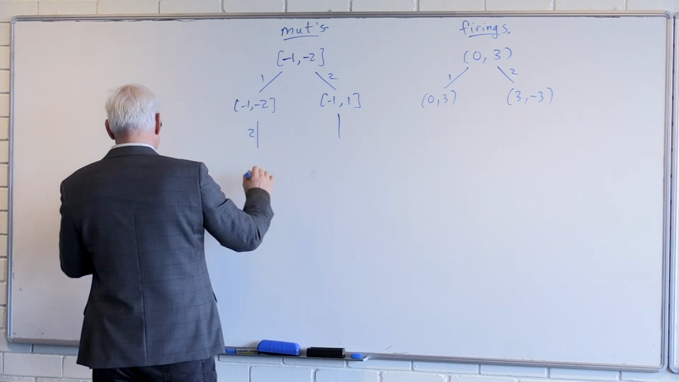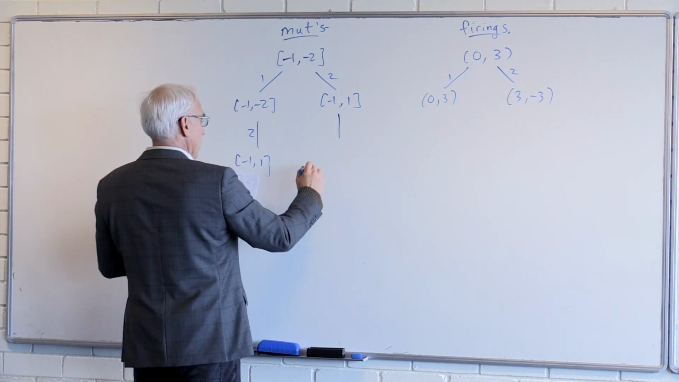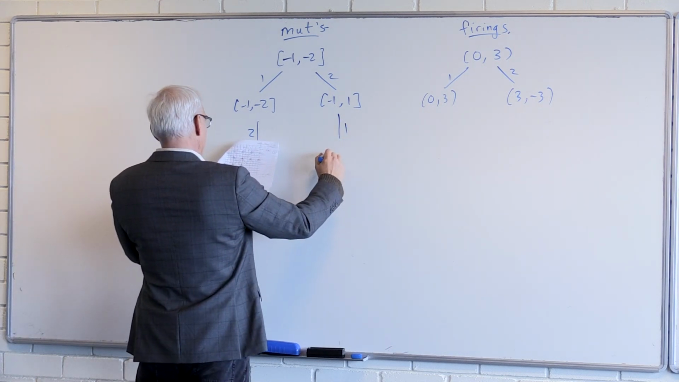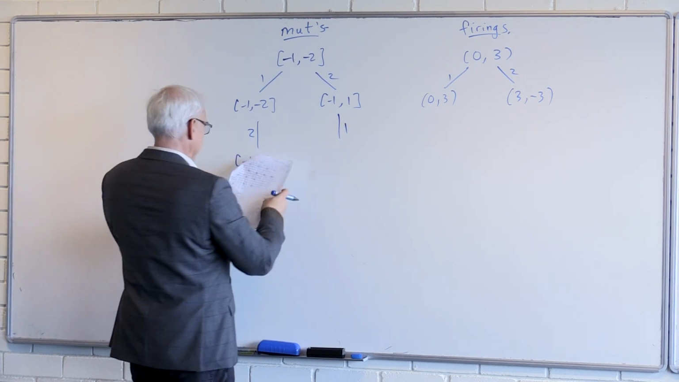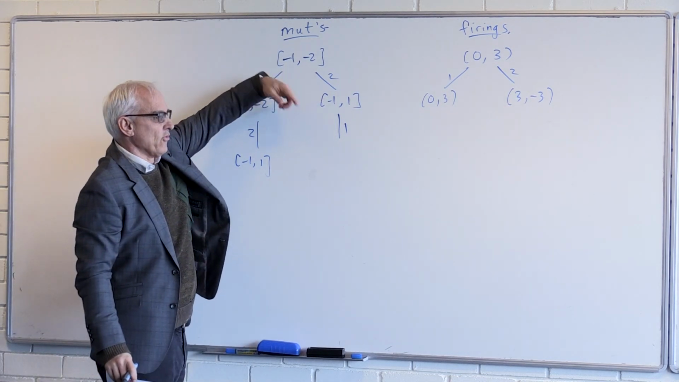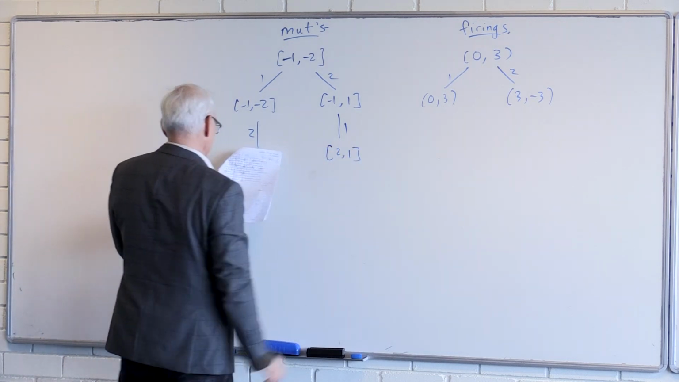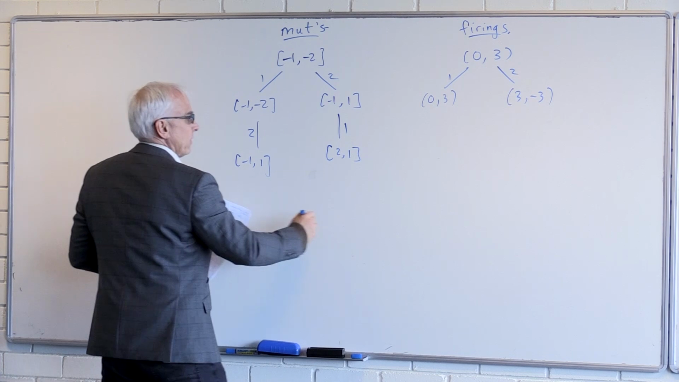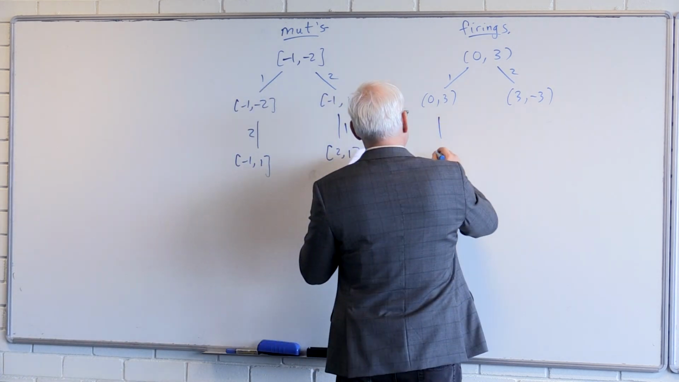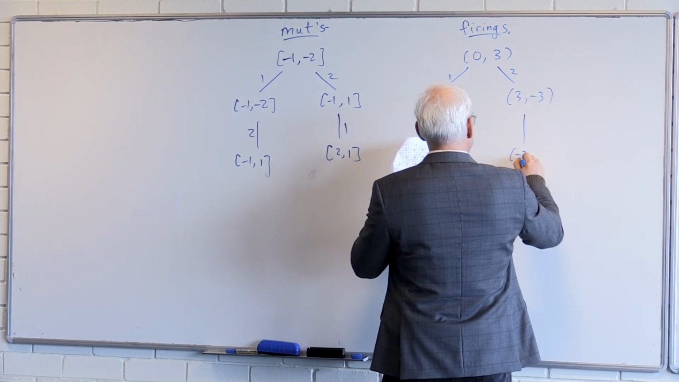Okay, so now we could do some more. We could do a 2 there. If we do a 2 there, we're going to get this one, minus 1, 1. If we do a 1 there, what happens if we get a minus 1? A 1. So minus 1 goes to 1, and then we add 1, so we get 2, 1. And that corresponds over here. We would get 3, minus 3, and over here, minus 3, 0.